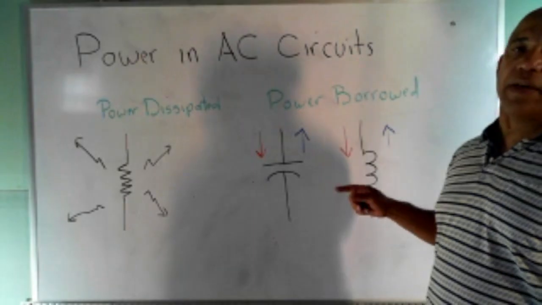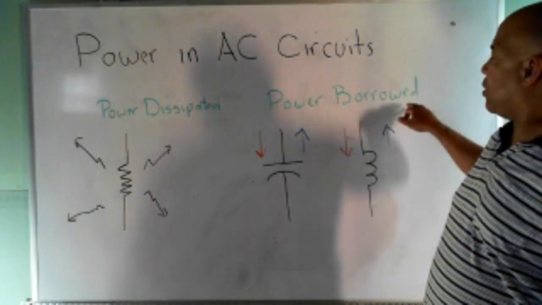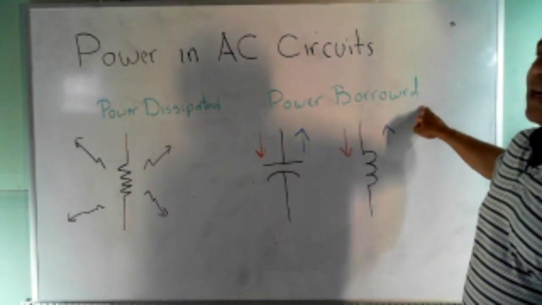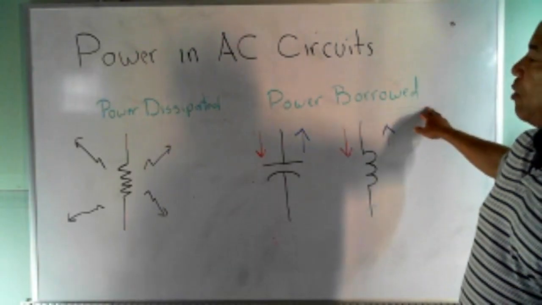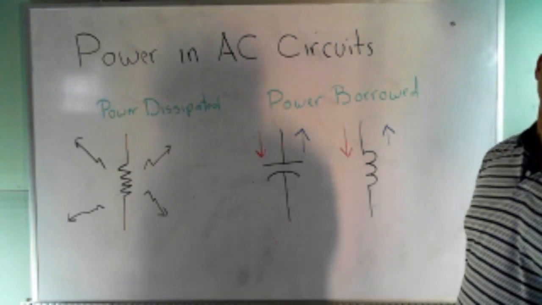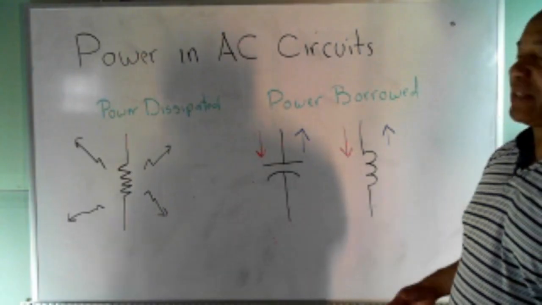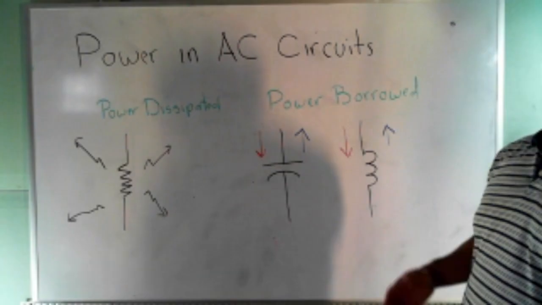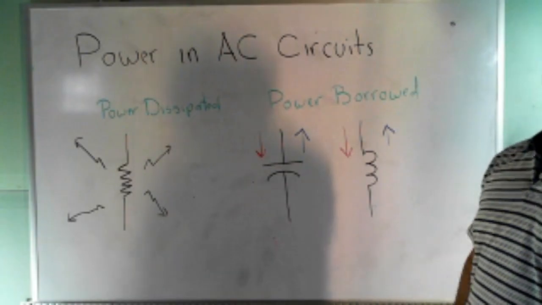The word dissipated means converted to heat. And so the idea here is that you understand, this is kind of the big picture where we're going with this, is that reactive elements cannot dissipate power. Reactive elements cannot dissipate power. So that's the first takeaway. Reactive elements cannot take away power.